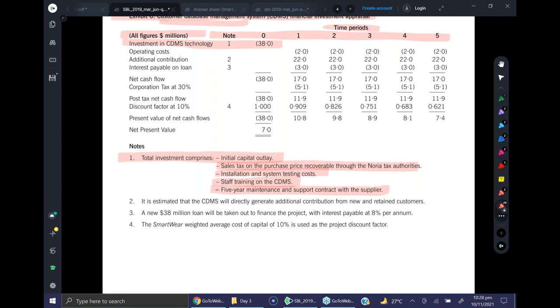Training costs are fine, Fizza. You need to train staff on the new system, and that's part of the whole package you normally ask from the software developers. So I think training is fine. But yes, sales tax maybe, but the five-year maintenance contract is a very strong point, 2 marks worth, if well explained.